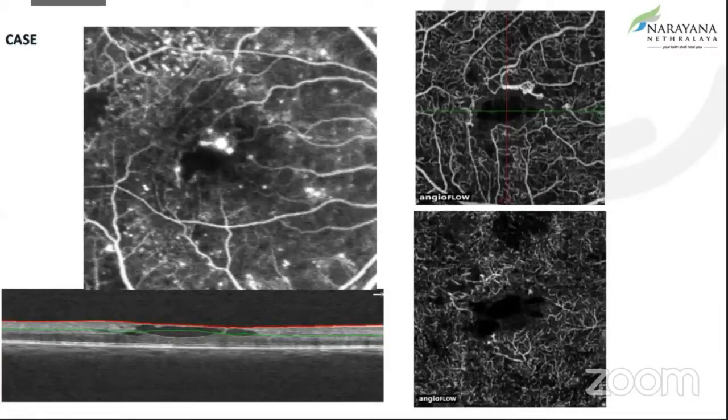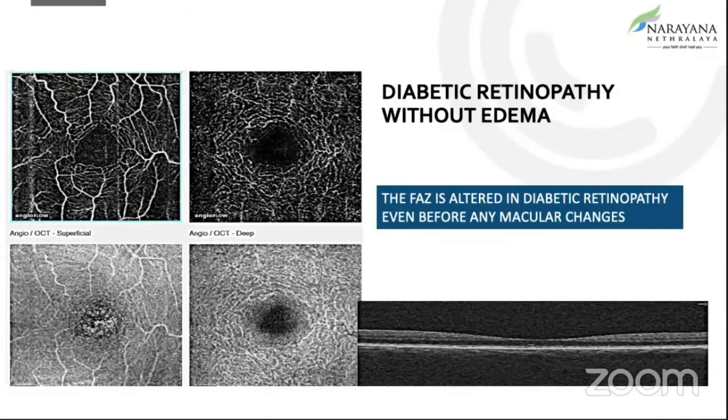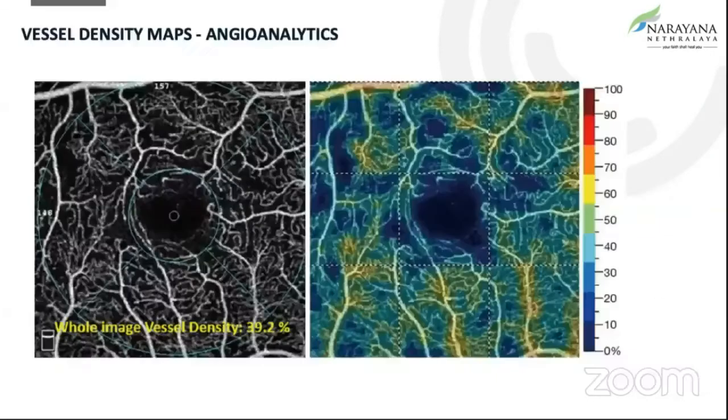This is another patient where we were able to see the telangiectatic vessels at the foveal avascular zone in a patient with edema. And importantly, even in patients without any edema, we are able to show that the FAZ was altered even before clinical changes appear. So that means we know that the pathology happens much earlier in the course of the disease, and it might actually help us in better interventions, be it systemic or local.